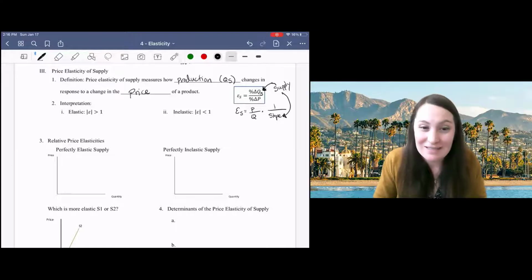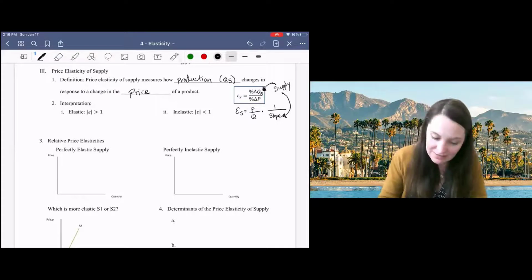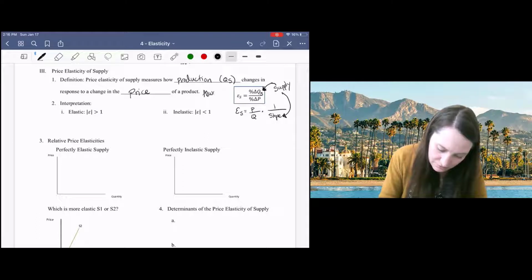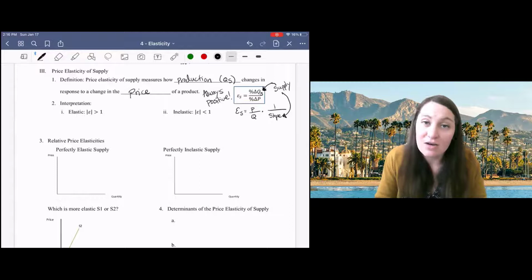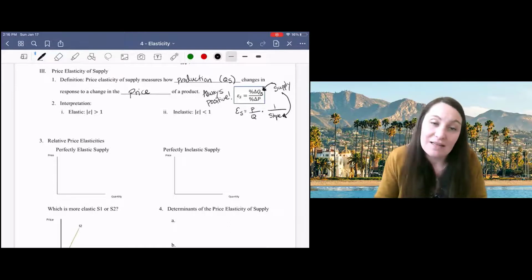However, the price elasticity of supply will always be positive. And that makes sense if you think about it, because supply is upward sloping. As price increases, quantity supplied also increases. So because the numerator and the denominator will have the same sign, the price elasticity of supply will always be positive. But we don't really care about whether it's positive or negative.